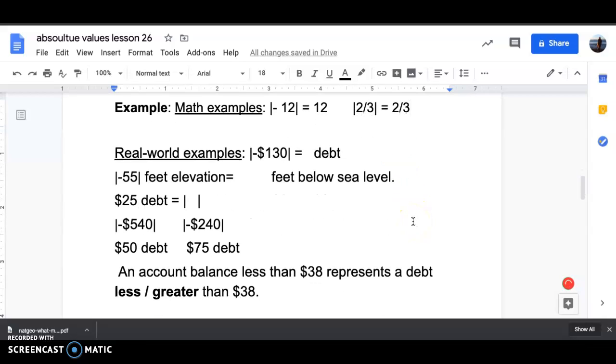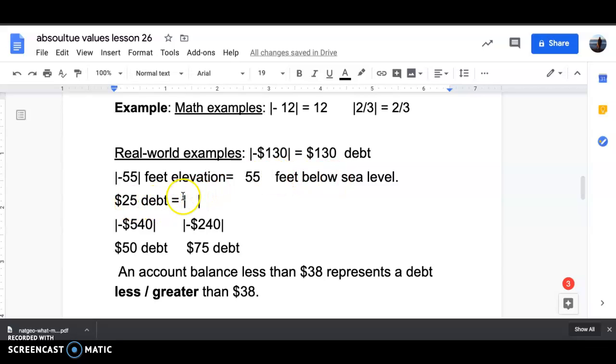Next, here's a real world example. So what's the absolute value of negative $130? Well, it's still $130. So a negative 55 feet of elevation is how many blank feet below sea level? Well, it's 55, right? Notice how we don't have the negative there, but we see it here, feet below sea level.